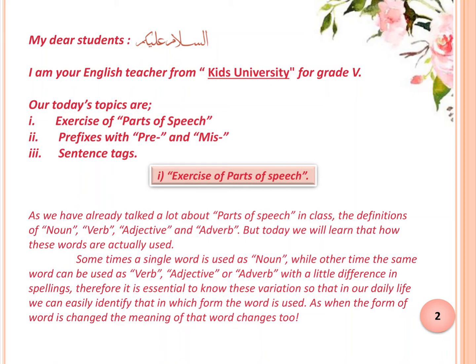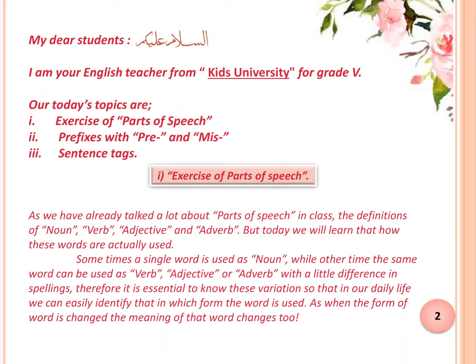Our today's topics are: number 1, exercise of parts of speech; number 2, prefixes with pre and mis; number 3, sentence tags. Let's discuss our first topic of today, that is exercise of parts of speech.